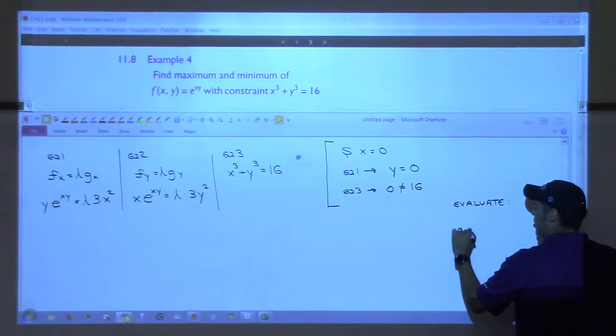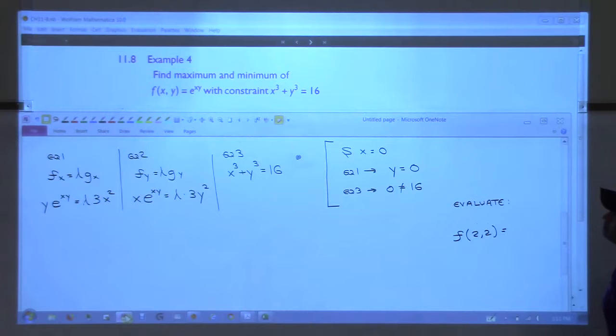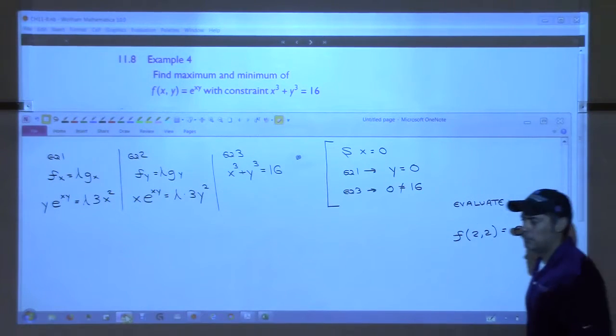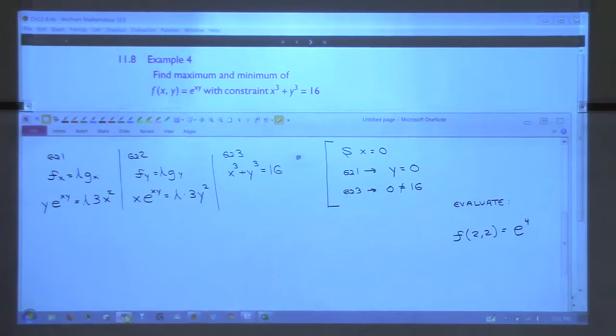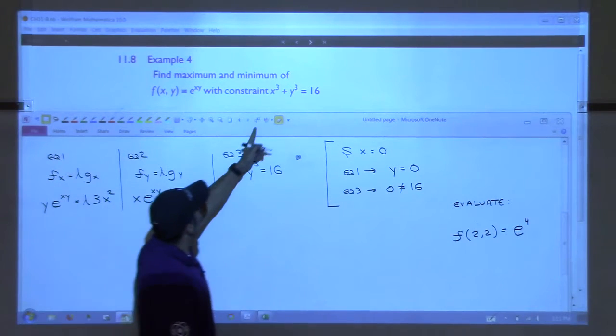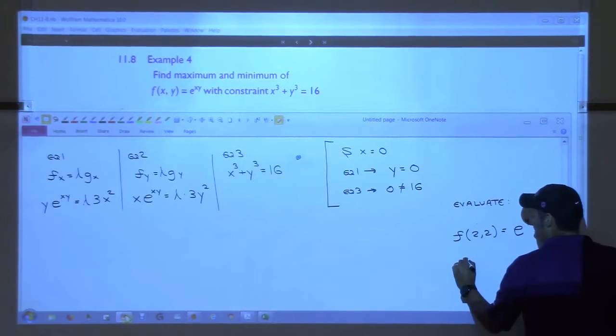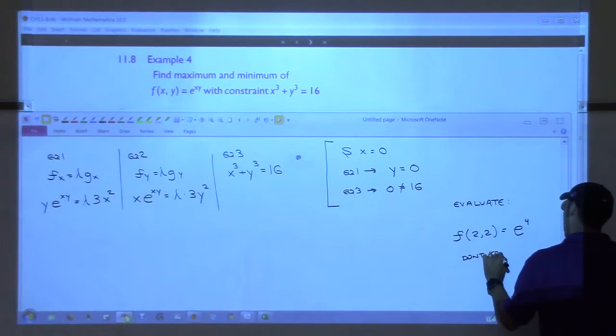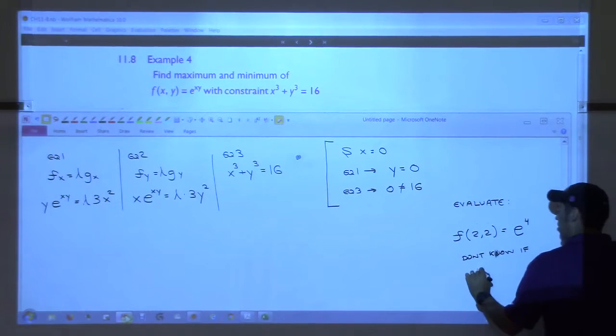And when we evaluate, we're doing f of 2, 2. So we plug that in, and we get e to the fourth power. What is it? It's an extreme. Which extreme? Is it the max or min? You don't have anything to compare it to, do you? You can pick a point, though. Any other point that lives in your domain, you plug into the function, and you see if it's bigger than that or smaller than that. So can we think of another point that satisfies this equation? Right now, I don't know if this is a max or min.